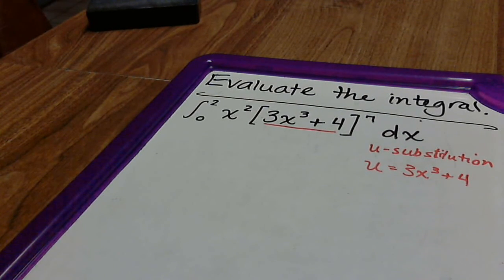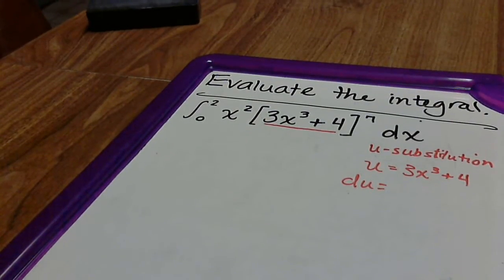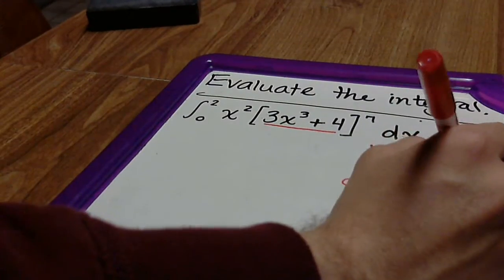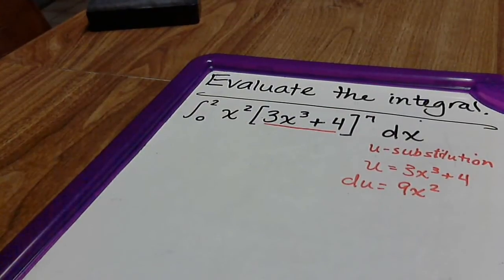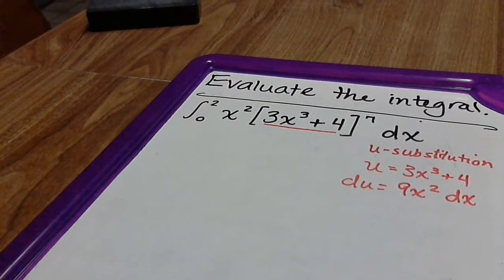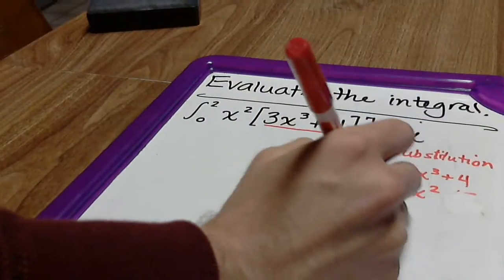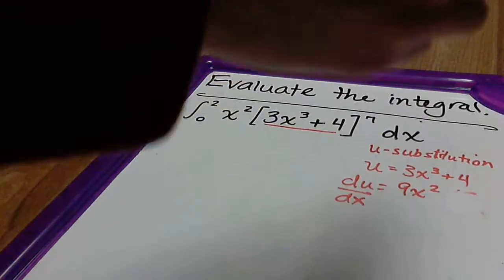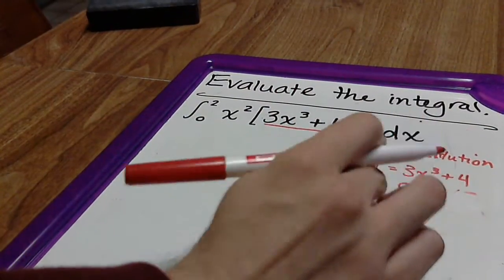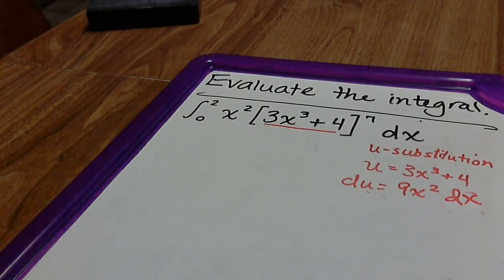Then we're going to take the derivative of both sides of that. So we get 9x squared, and the derivative of 4, a constant, would give us 0. So we have du dx equals 9x squared. But then if we solve for du, we get that it equals 9x squared times dx. So we have the dx there.